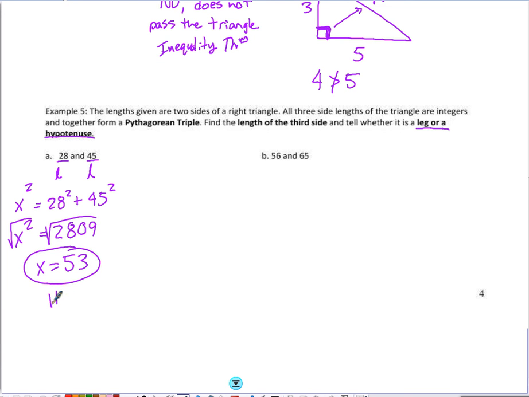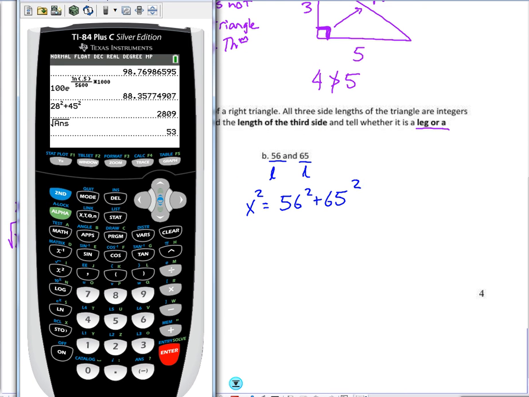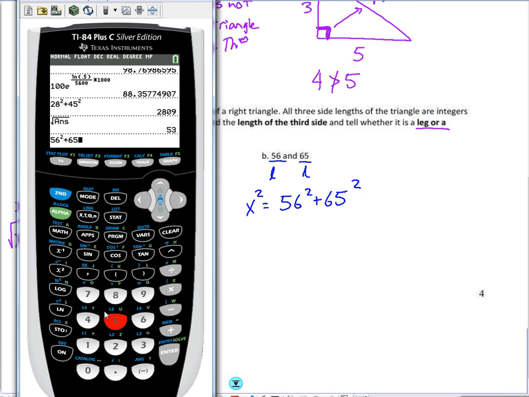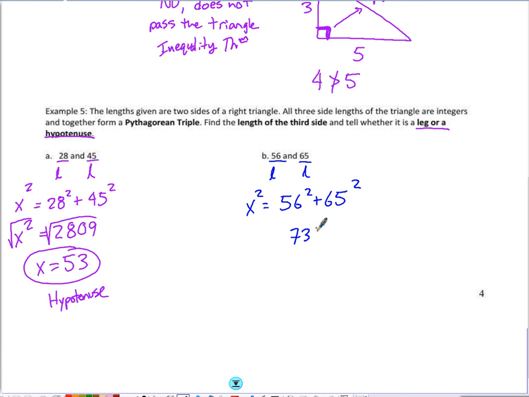So let's try the same thing for B. Let's see if it works. We're going to plug these in as legs into my Pythagorean theorem. We're going to jump to our calculator and square those. So here we're going to take 56 squared plus 65 squared. And when I square those and add them together, I end up with 7,361. The last thing I need to do is square root. Again, if I get an integer, then I know I did it right and I found the hypotenuse.